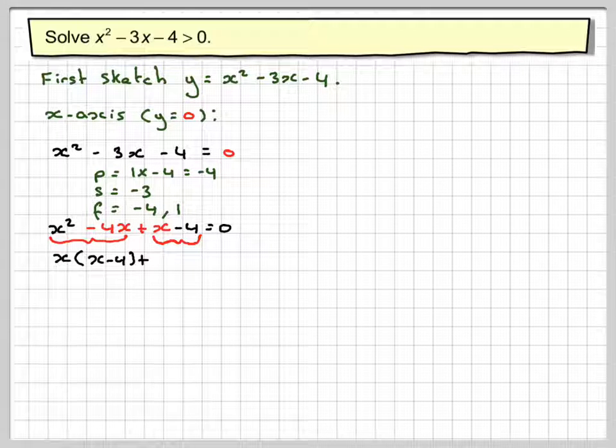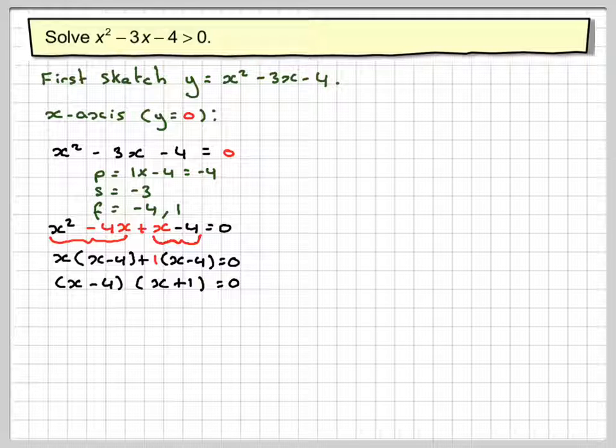x and minus 4. There is no real common factor, so we put 1 times brackets x minus 4 is equal to 0. Now we have x minus 4 as a common factor. That can come out, and you're left with x plus 1 is equal to 0. So that's going to give that x is equal to 4, because that's what makes that 0, or x is equal to minus 1, that's what makes that 0.